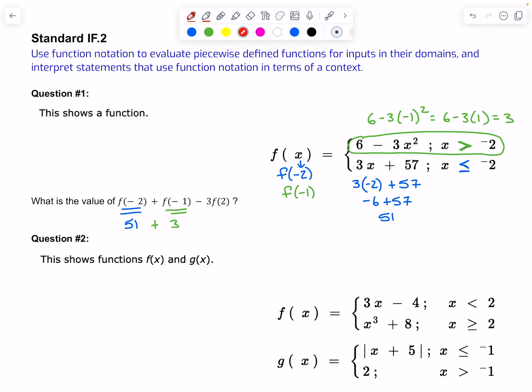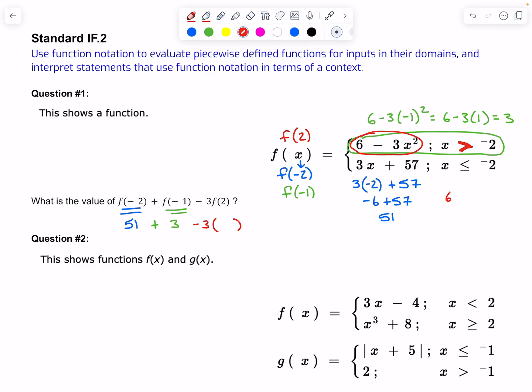And then the last part of what we're looking for, it's not really a function, it's an expression, is minus 3 times f of 2. So we're looking for f of 2. So 2 would not make sense where x is less than or equal to negative 2. We need where it's greater than negative 2, because positive 2 is greater than negative 2. So we're going to plug it into that first piece of the function again.